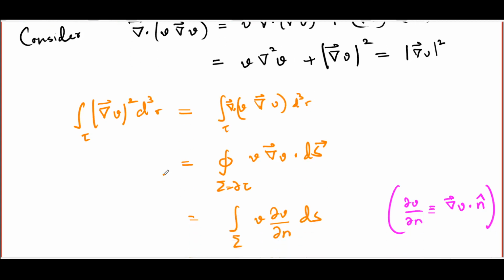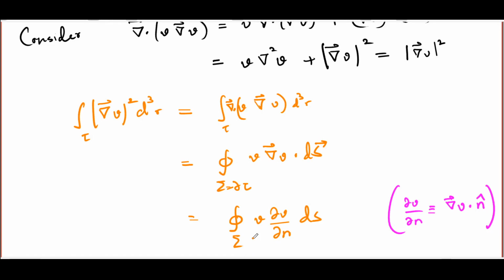Now grad v dot ds is the same as grad v dot n hat ds, where n hat is the unit normal locally to the surface, and grad v dot n hat is nothing but the directional derivative in the direction of n hat of the scalar field v. The rate at which the scalar field v would change if you were to move infinitesimally in the direction given by n hat. That is shorthanded to del v del n. So what we have is that this integral on this side is the surface integral over the closed surface sigma of v del v del n ds.